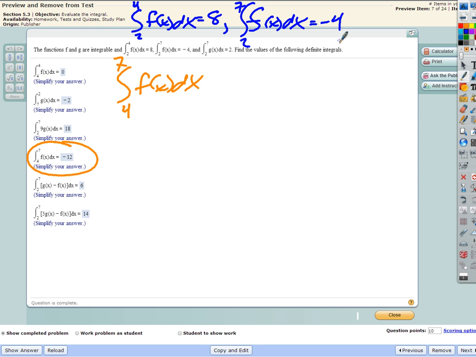How can I combine those in a way that's going to give me the area from 4 to 7? You subtract. -4 minus 8, because 7's on top. Okay, but how are you getting that? That's 2 to 7, because they both have a starting point at 2.